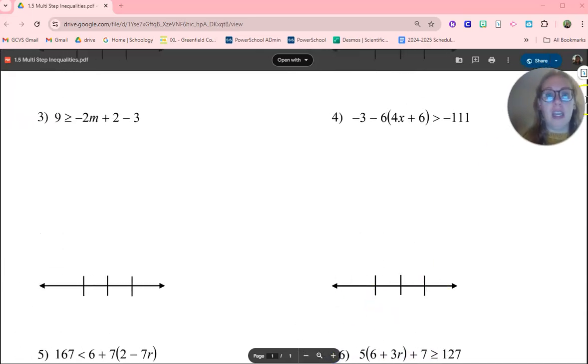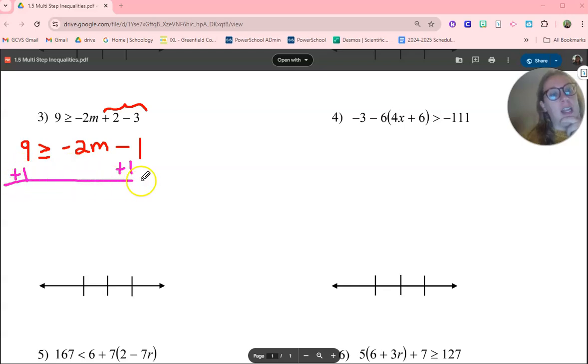Questions 3 and 4. On the left, we have 9 is greater than or equal to negative 2m plus 2 minus 3. So we can combine this plus 2 minus 3. 9 stays the same. A positive 2 minus 3 gets us a negative 1. And then I'm going to get rid of that negative 1 and add 1 to both sides, doing that inverse operation. 9 plus 1 gets us 10, greater than or equal to a negative 2m.